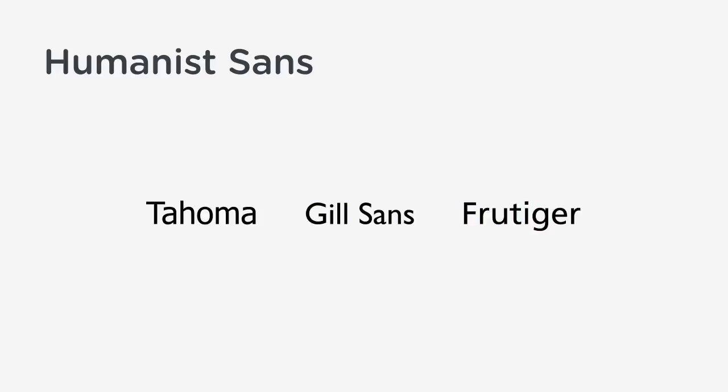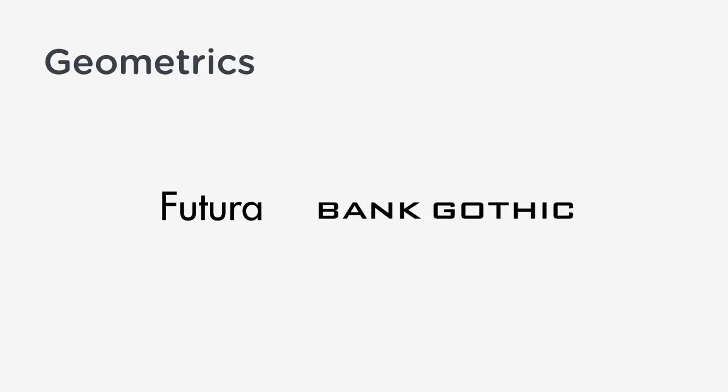Lastly, in our sans serifs, we have our geometrics, which are quite popular today. As the name implies, their letter forms are based on geometric shapes like circles and squares. Examples include Futura, Bank Gothic, and Gotham.